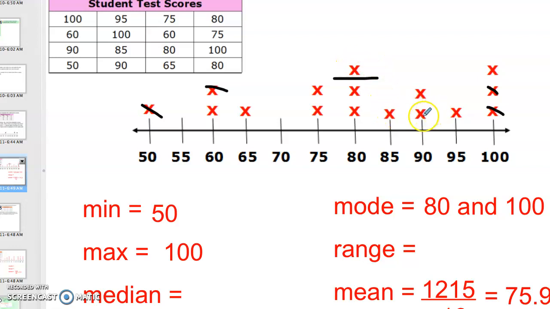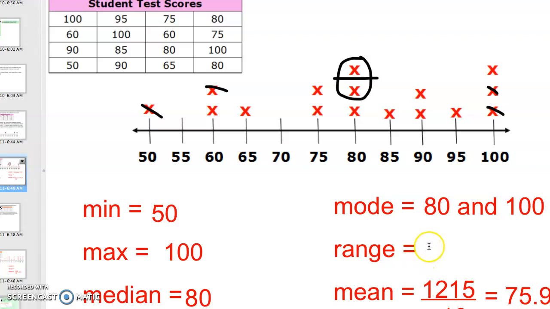1, 2, 3, 4, 5, 6, 7, 8. That's right. So it splits right in the middle. So in between 80 and 80 is 80. So your median, the middle grade, is an 80. So I'm going to go to median. That's an 80.